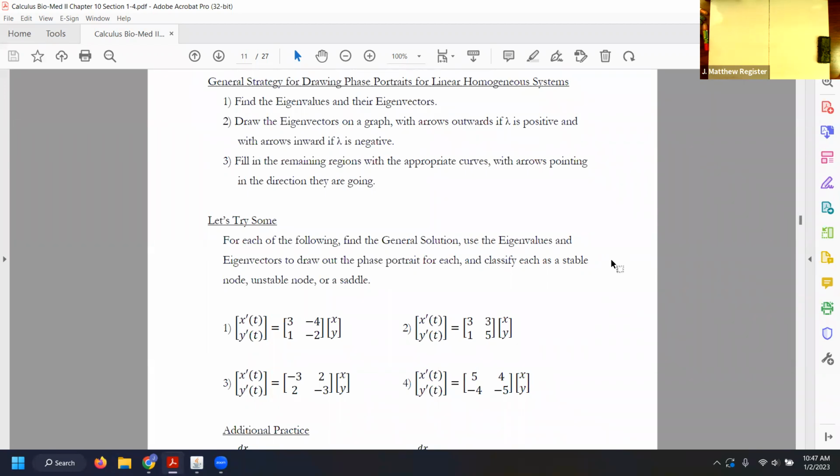So let's try some. And so let's try this first problem here. We are going to find the general solution. We're going to use the eigenvalues and eigenvectors to draw out the phase portrait, and then we are going to classify it as a stable node, an unstable node, or a saddle. Let's see if we can figure this one out. And so it is x dot, y dot equals 3, -4, 1, -2.